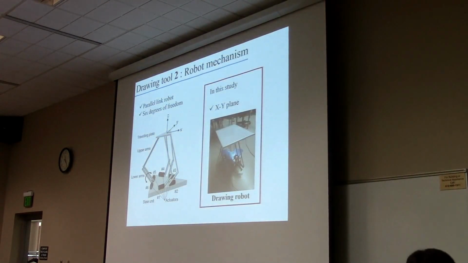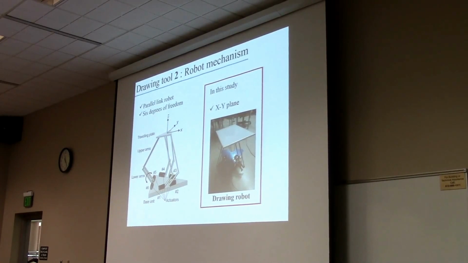So the mechanism of the drawing robot in this study is designed as a parallel link robot. The robot has 6 degrees of freedom. The traveling plate is driven by 6 actuators. In this study, the range of movement of the traveling plate is only on the XY plane.